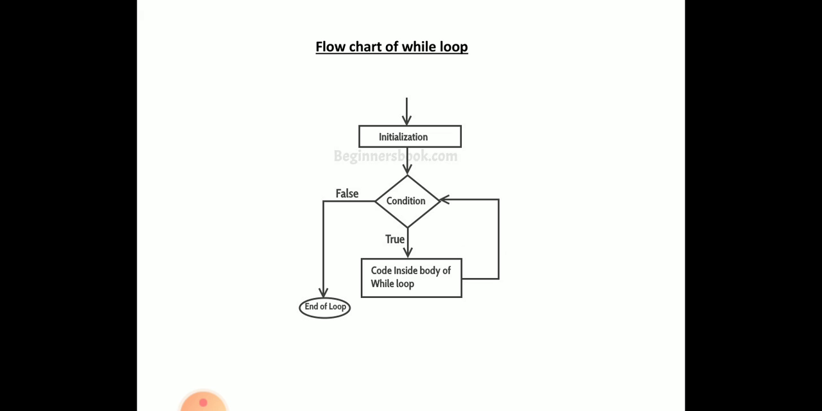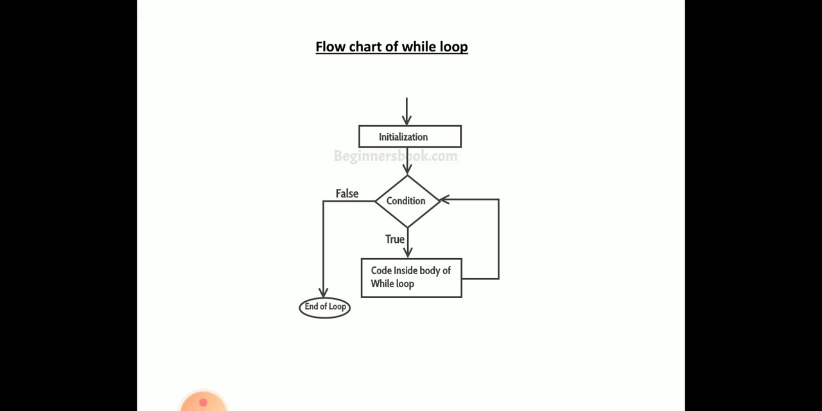So the while statement is called an entry controlled loop, pre-test loop. That means the condition is checked before executing the statements of the loop. So if the condition becomes true, the code inside the body of the while loop will be executed, and again it checks for the condition, and once again if the condition is true, again the code inside the body of the while loop will be executed, and this process is repeated.